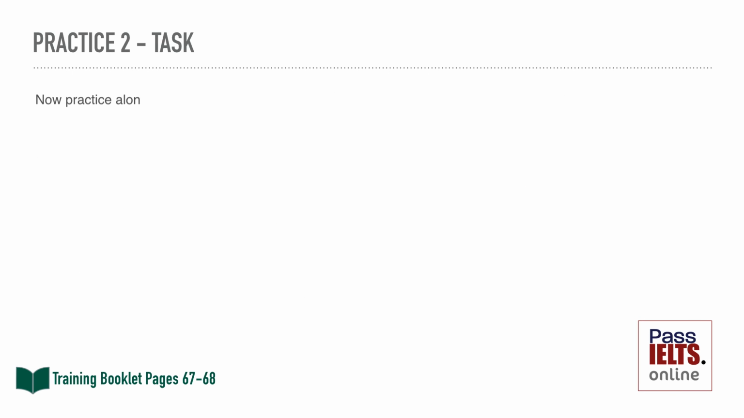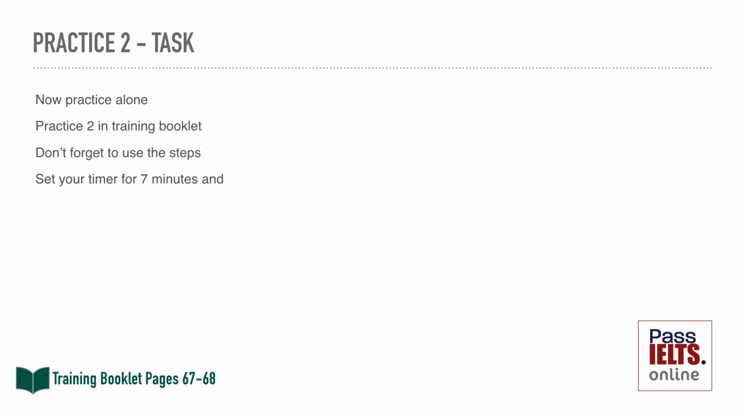Now you have a chance to practice this type of question alone, and after we'll go through the answers together. Go to the lesson practice number 2 in your training booklet. Don't forget to follow the steps which you can find in your training booklet. It is important to follow the same pattern as in practice 1. You can start your timer, which is set for 7 minutes. And when you're ready, you can press pause on this video and start it again when you've finished. If you finish before the 7 minutes, then just fast forward to the next lesson.